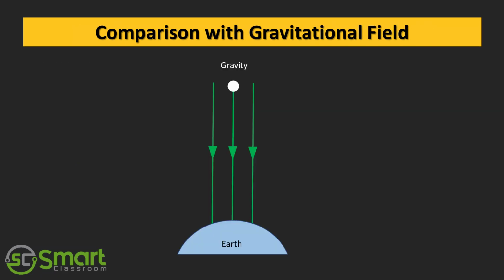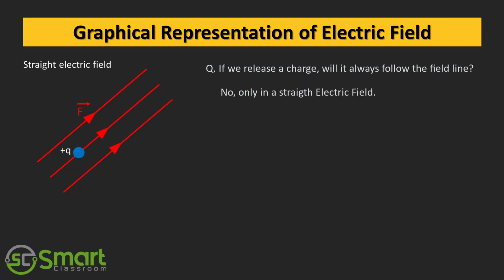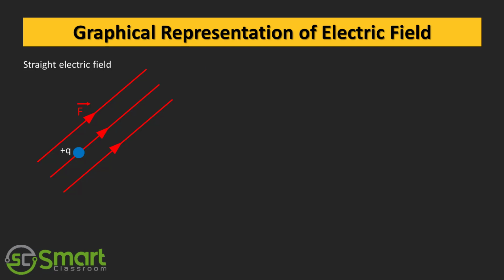In a similar way, the earth has a gravitational field. When we release a ball with zero speed, it begins to move in the direction of the field and stays on the field line. If we release a charge, will it always follow the field line? The answer is no, only in a very special case, like a straight electric field.